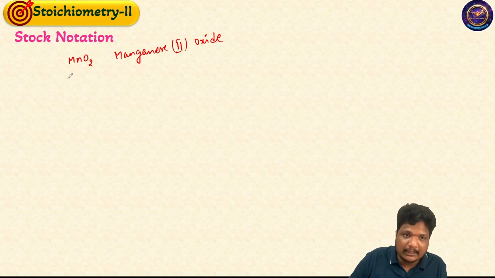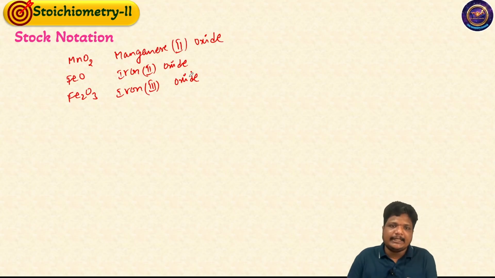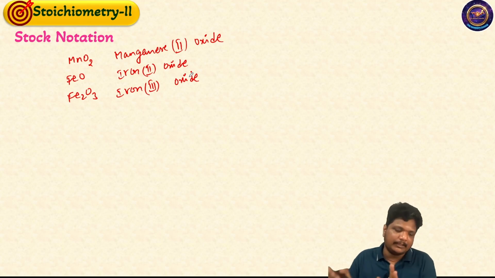If you observe FeO, it is iron 2 oxide. Here Fe2O3 is iron 3 oxide. In this way, after the name of that element you have to represent the oxidation state of that element in a Roman number. This is what we call stock notation.